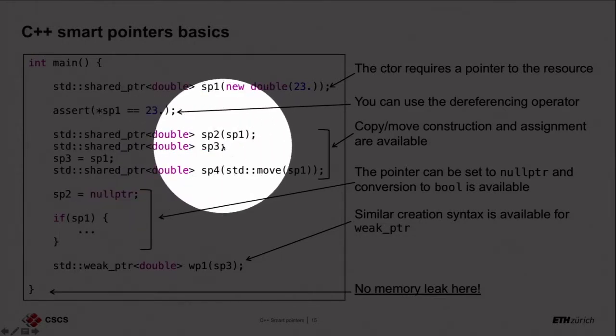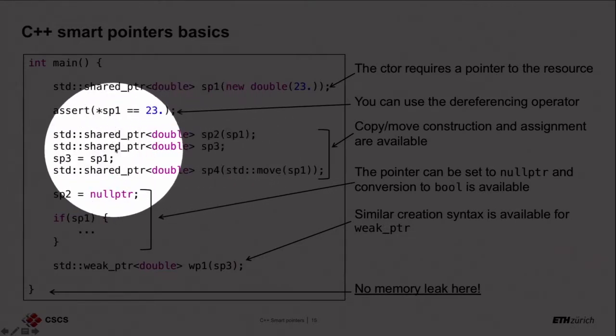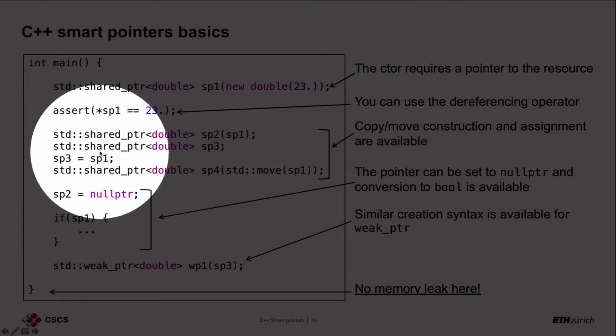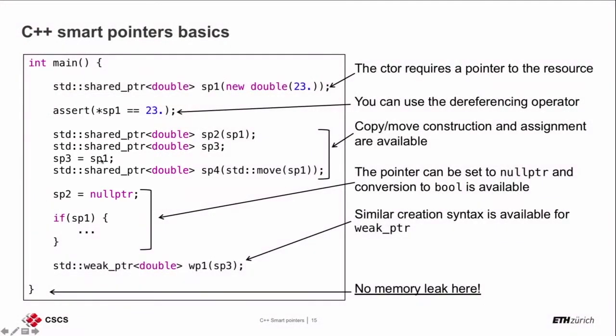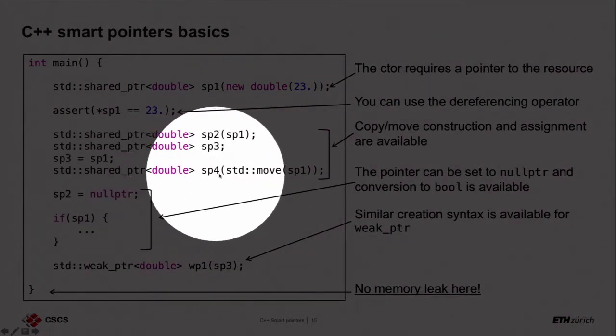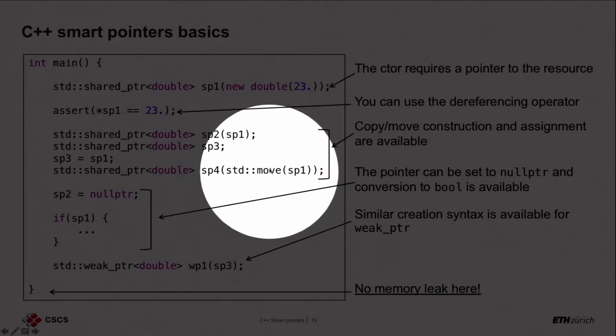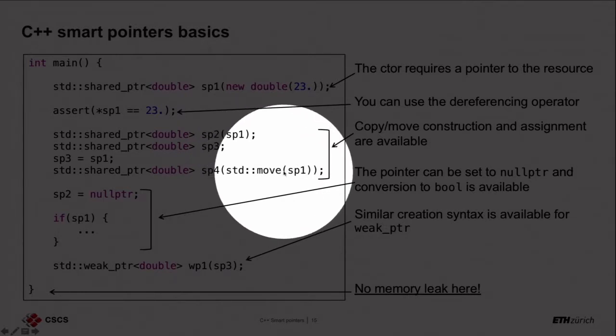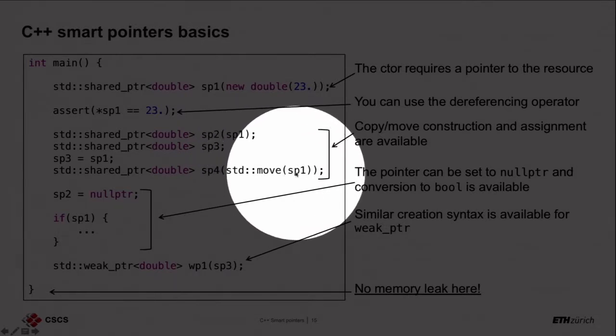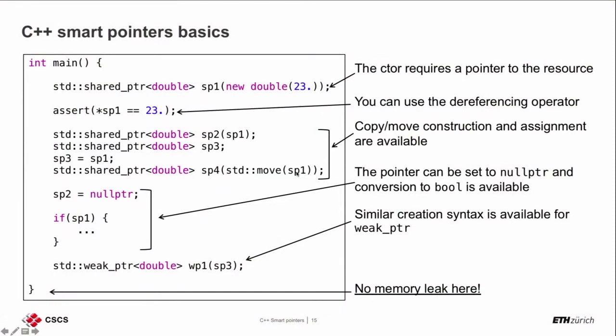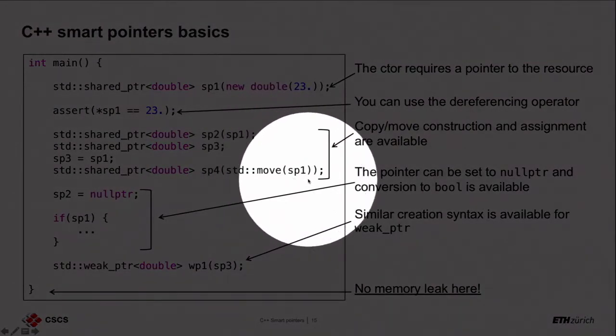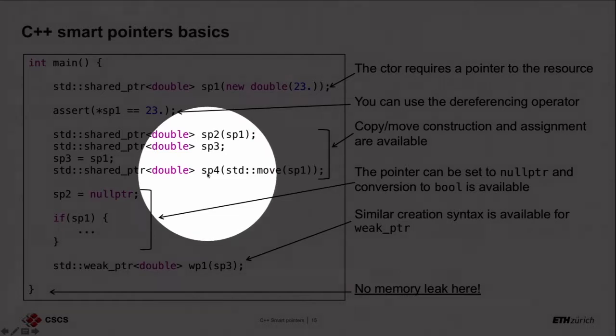You can create a new default constructed shared pointer sp3, and you can use the assignment operator here. You can also use the move semantics, as we have seen in the previous presentation. In this case, you will move the resource ownership from sp1 to sp4.